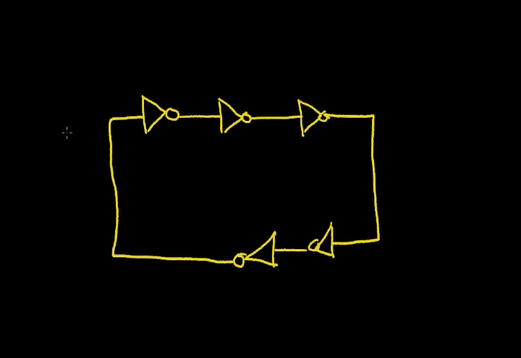Well, let's analyze it. Let's assume that this voltage here is 0 volts. In that case, this inverter output will be 2 volts. This will be 0 volts. This will be 2 volts. This will be 0 volts. And this will be 2 volts. So we have a contradiction. This output wants to be 2 volts, but we started out with 0 volts. So what happens is that this output will switch the original 0 volts up to 2 volts, and now things will change. This will go to 0 volts, this will go to 2 volts, 0 volts, and so on. It's called a ring oscillator.